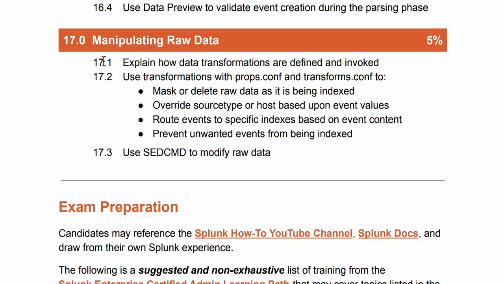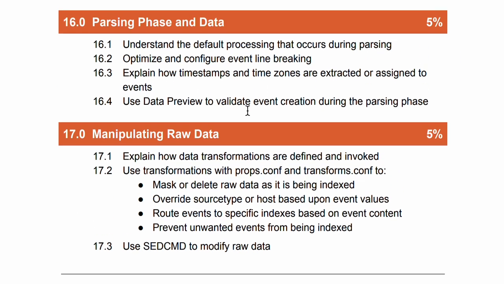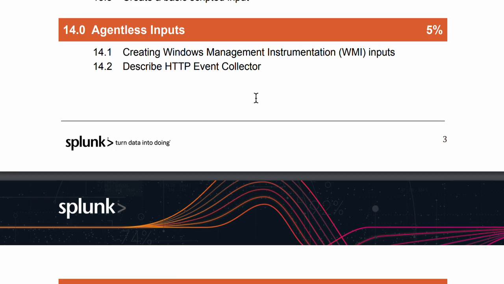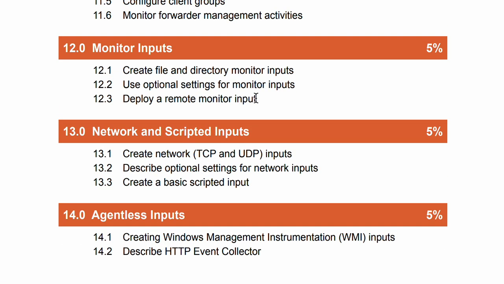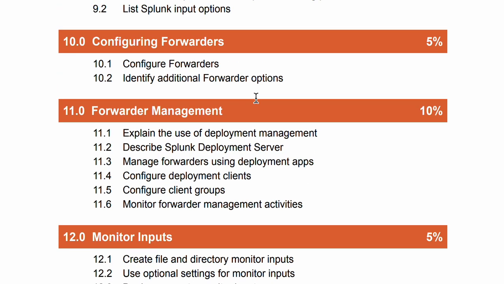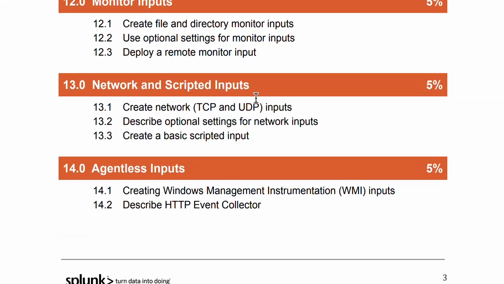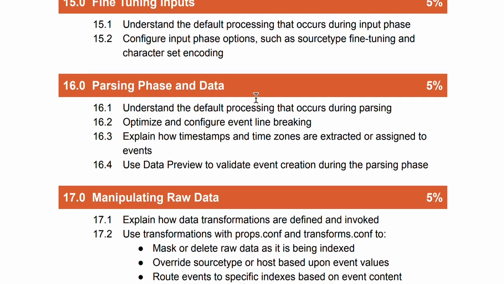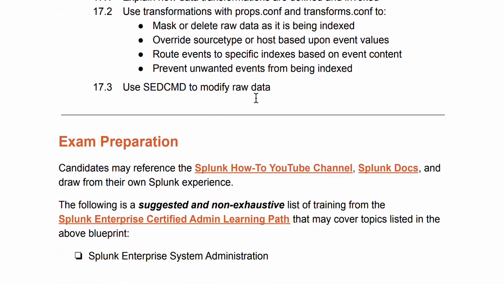So the total is 17 topics, but this does not come from one module. The Splunk admin module has two parts. One is data admin and another one is system admin. You need to complete both trainings in order to pass the exam.